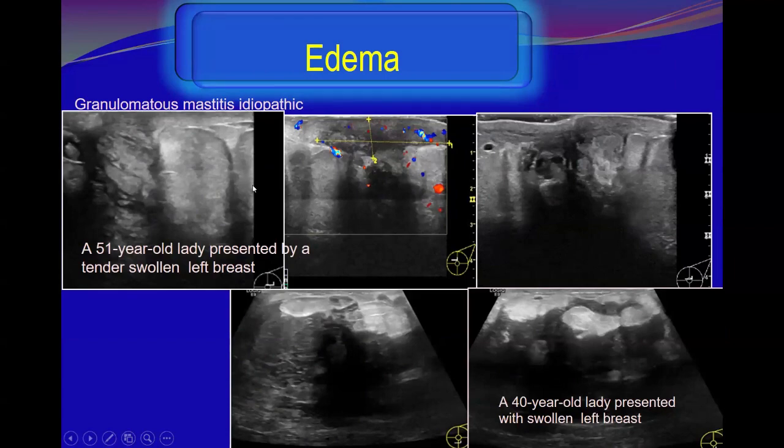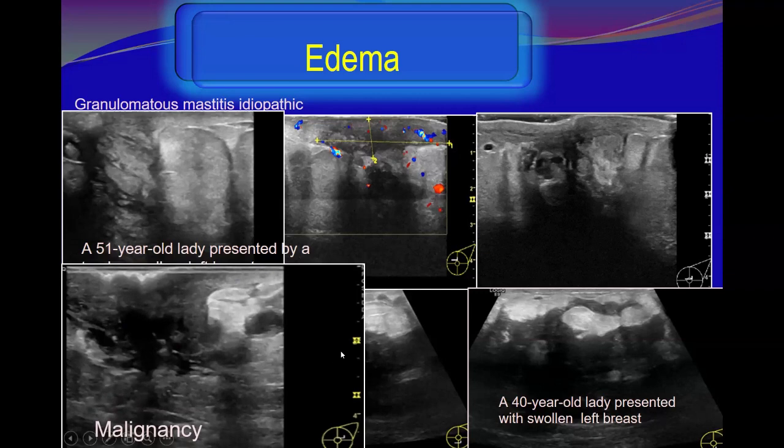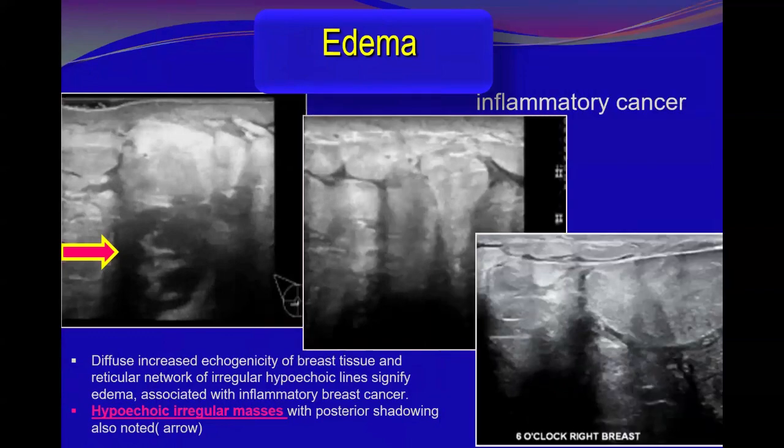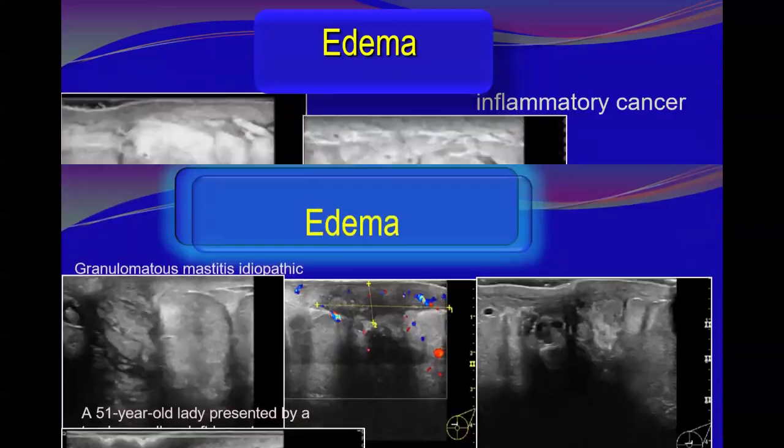Again, these are my patients. This is one patient, a 51-year-old lady presenting with a tender swollen left breast. A similar younger patient, 40 years old, presented with a tender swollen left breast, and this is the third patient. All three were diagnosed with idiopathic granulomatous mastitis, presenting with an extensive diffuse edematous left breast. Compare it with this, a malignant patient having more or less the same changes. So we have to proceed to biopsy to make sure whether it is an inflammatory or malignant process, especially if not responding to antibiotics in the first 10 days to 2 weeks.